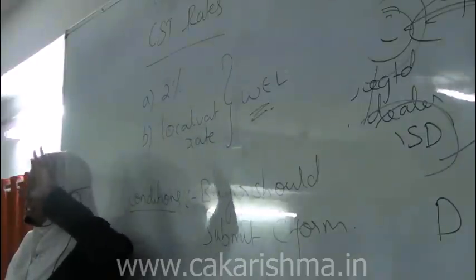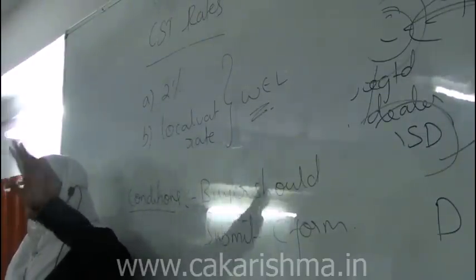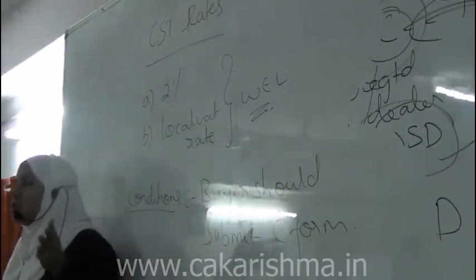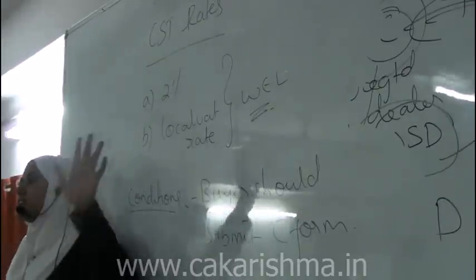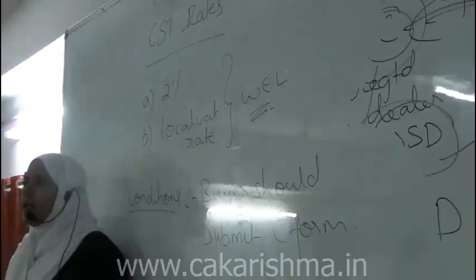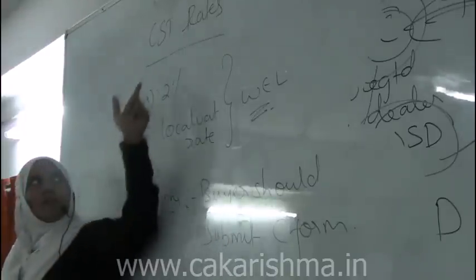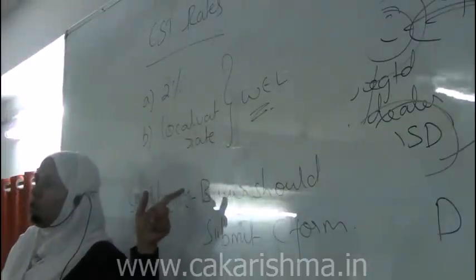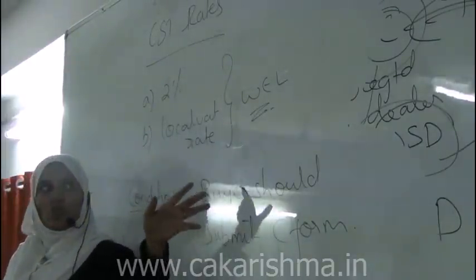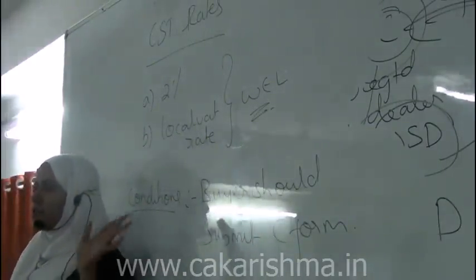See, initially, in the olden days, CST was 6, then they made it 4. Slowly, by the time we go to GST, it should become 0. But for the last 6 years, 2% we are following. So what is the concept here? We are saying the seller will apply 2% or local VAT rate, whichever is lower on the sale.